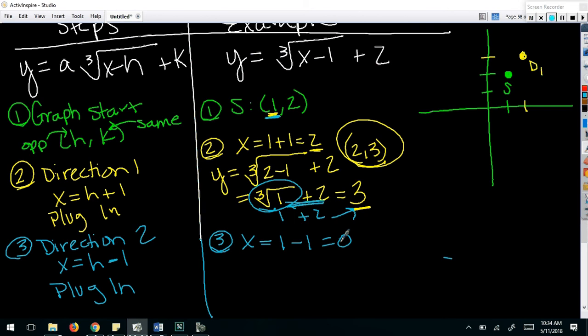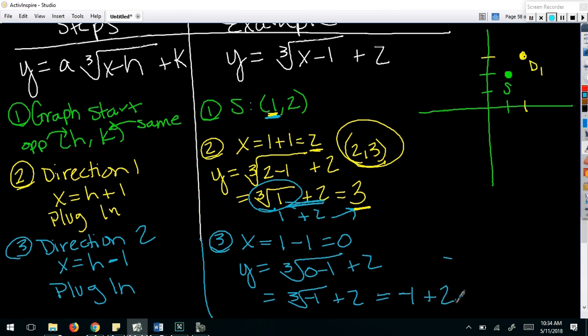Yesterday was steps 1 and 2. Now there's 1 extra step. I'm going to subtract 1 instead of just adding. Plug in 0 for x. I get the third root of 0 minus 1 plus 2. 0 minus 1 is what? Negative 1. Plus 2. What times itself 3 times gives you negative 1? Negative 1. What is negative 1 plus 2?